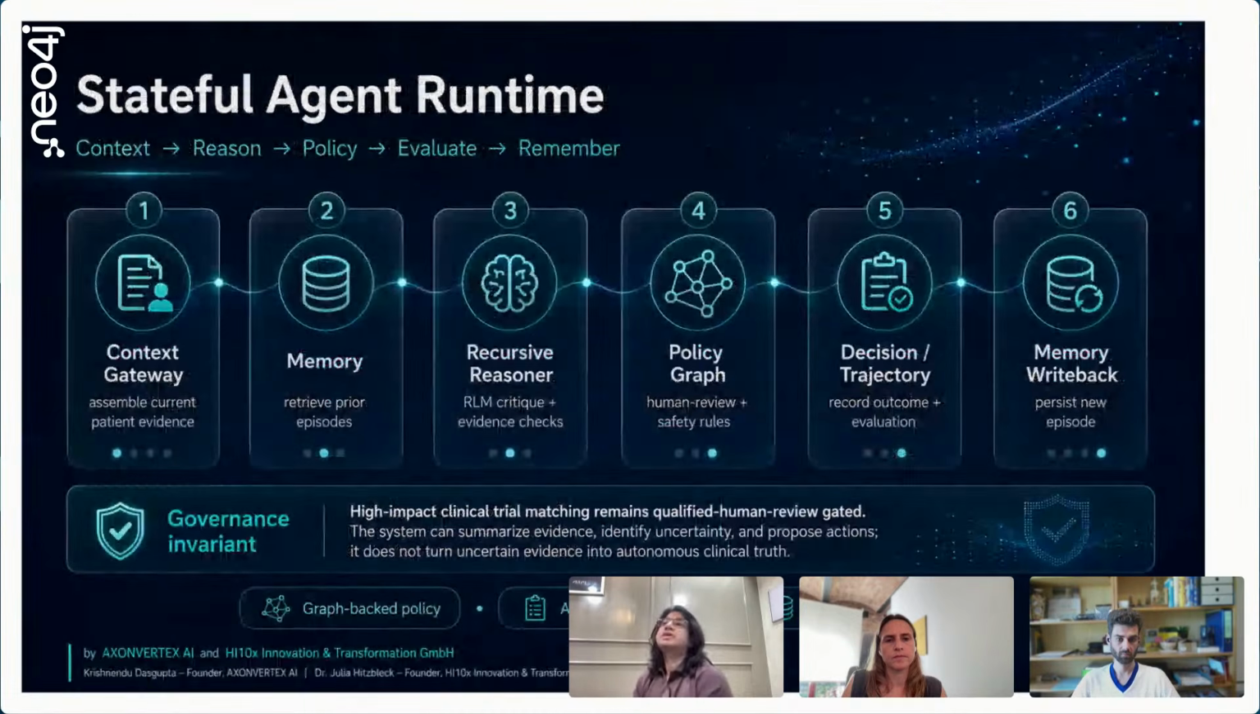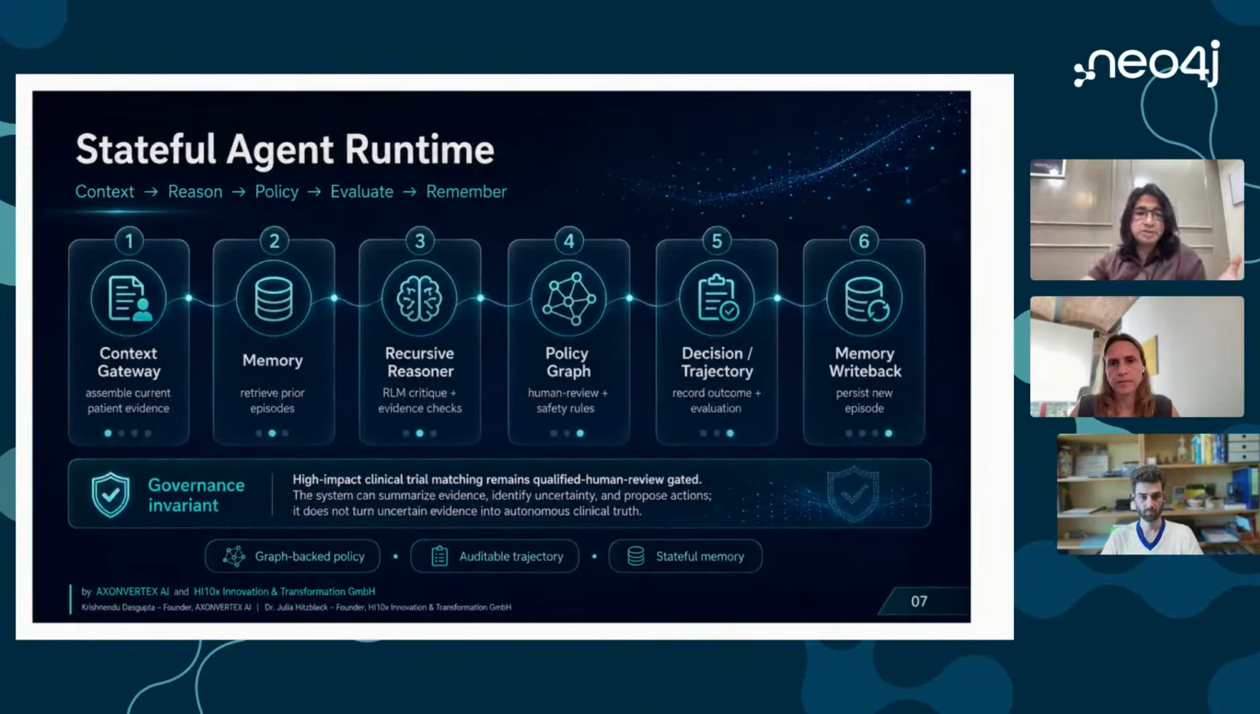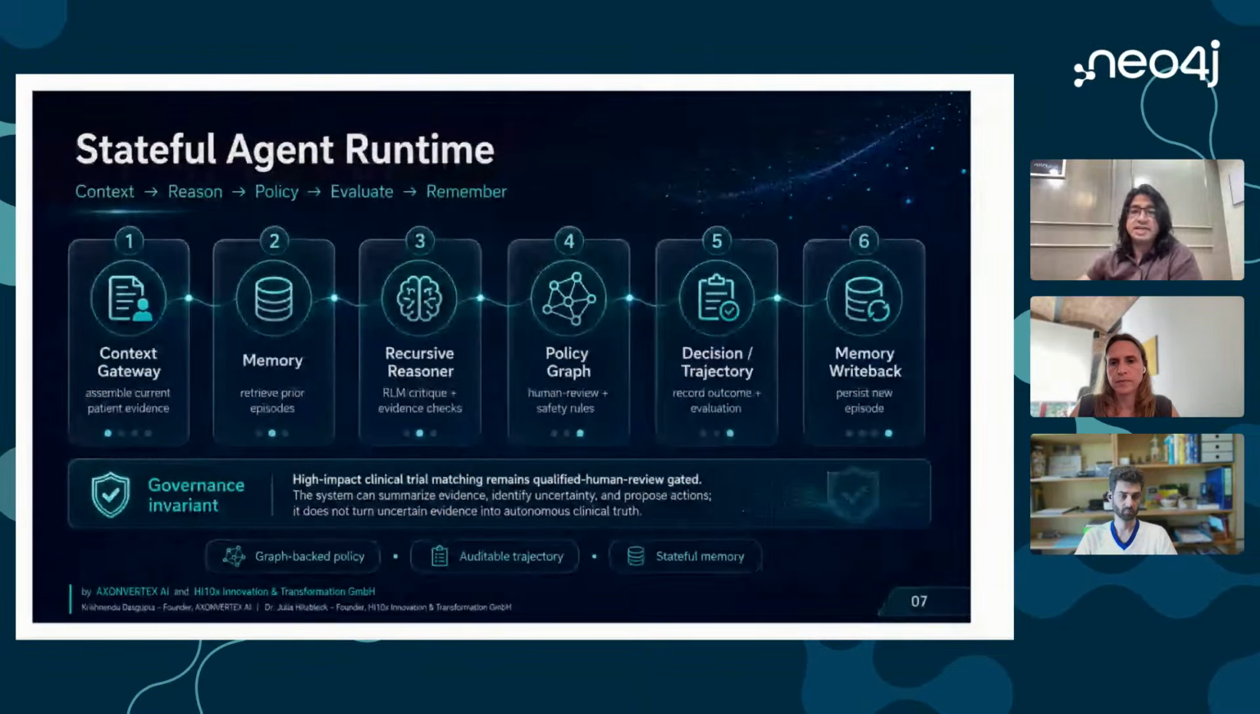Coming to the stateful agent runtime, what is happening? As we said, we created this context gateway where we are looking into current patient evidence, and it looks into the temporal nature of it. Then we have memory, which retrieves prior episodes. Now, episodes are the memory episodes for the agent, like whether something has been done, whether there has been a change in the data. So everything will change accordingly. And then we have something called the recursive reasoner, where the RLM critic or the evidence check happens. This is where the REPL environment is set up.